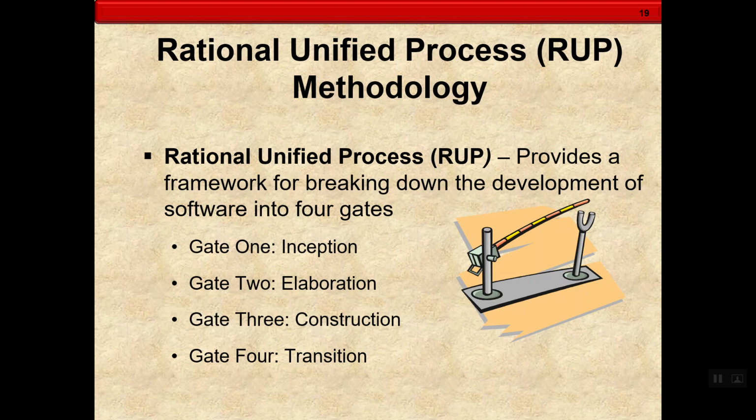Another version is a similar kind of process, the Rational Unified Process. You divide development into four gates: inception, elaboration, construction, and transition. Within each of these gates, you can repeat and do things once again as an iteration. So when you're in your inception phase, you can go through it multiple times, as many times as necessary to get things right before it moves into the next phase.